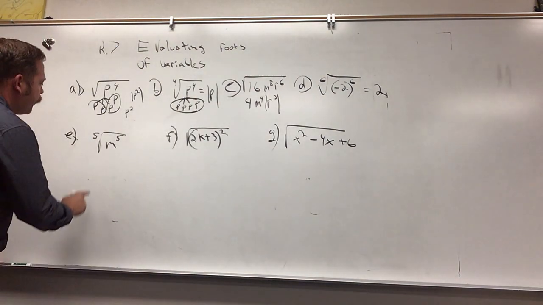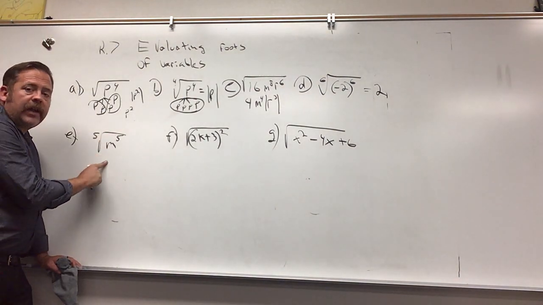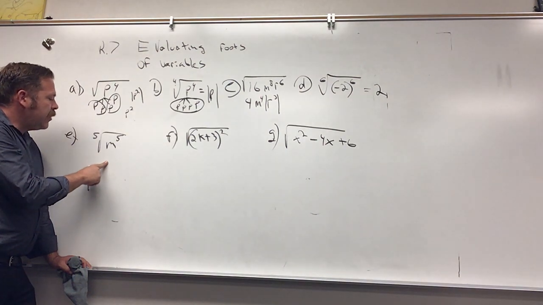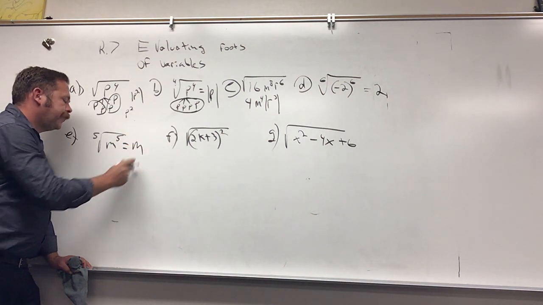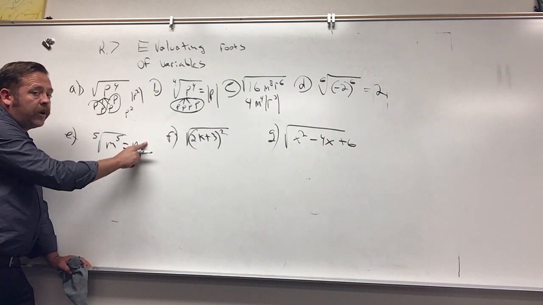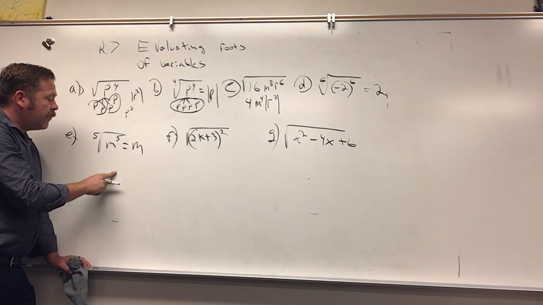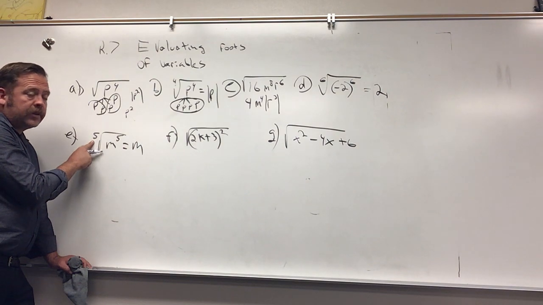All right. The 5th root of m to the 5th. How many groups of 5 m's do I get? Only one. So we do have an odd exponent, but in this case, we don't need the absolute value because we didn't start with an even root.